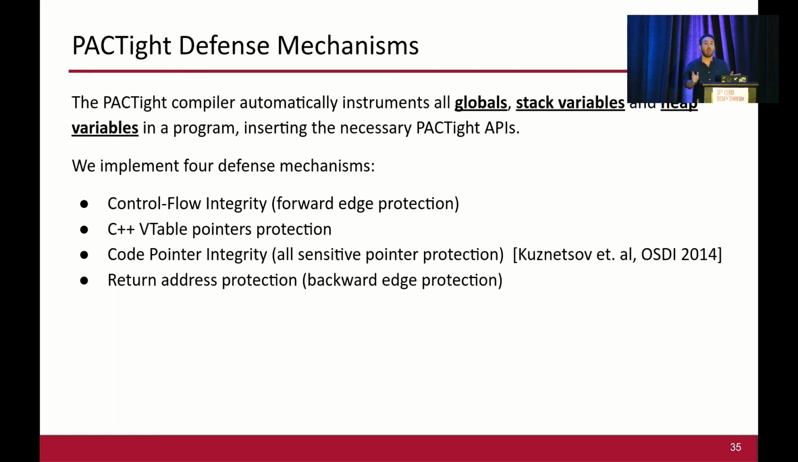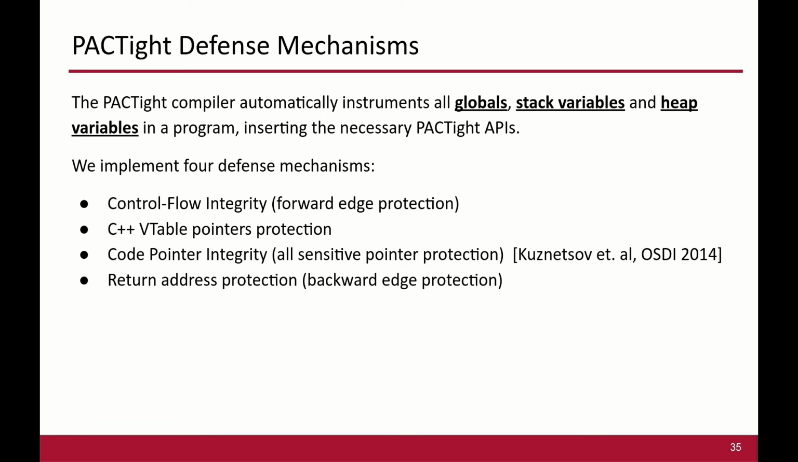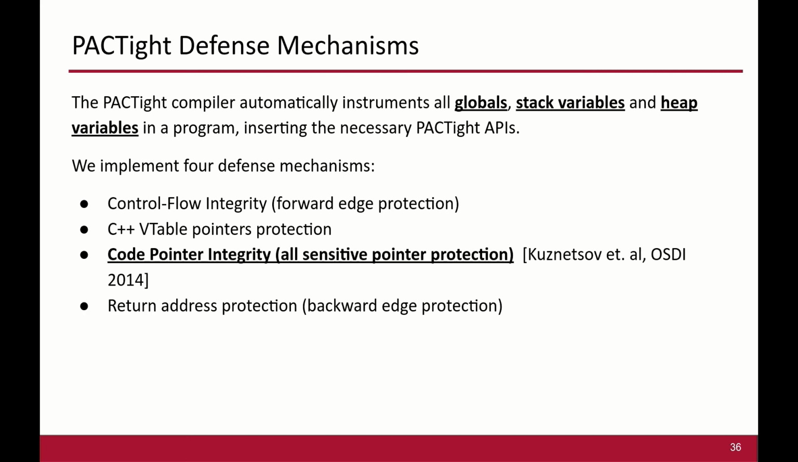PACTight can easily be applied to protect a variety of pointer types. And the PACTight compiler automatically instruments all the globals, stack variables, and heap variables, as I said. So we chose to implement 4 PACTight defense mechanisms to demonstrate PACTight's versatility and coverage. I'll only be explaining PACTight code pointer integrity, or PACTight CPI, but PACTight is versatile and can also be applied to enforce control flow integrity, to protect C++ vtable pointers, and to enforce return address protection. More details on that are in the paper.